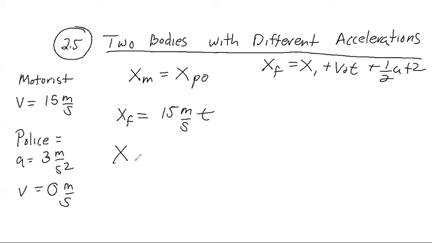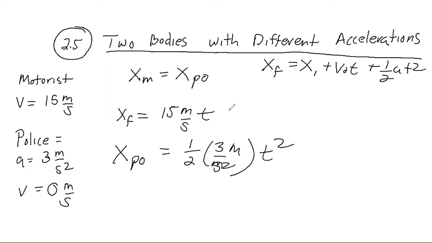So this is an expression for his final position. And for the police, X of the police officer, we have, again, 0 initial position, and he has no initial velocity, so that term is 0 too. So it's going to simply equal 1/2 A, which is 3 meters per second squared, times T squared. The police officer will catch the motorist when their positions are the same. So if I set these two values equal and solve for T, I'll find out when he will catch him.